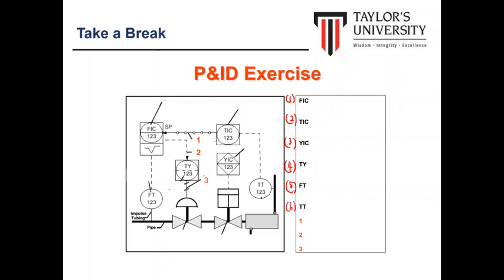What is number 1? Number 1 is the link line. Because we have two process measurements, this is the cascade, right? Cascade control. So the temperature and pressure are linked together to perform this cascade controller. And this is the electrical signal, and this is the pneumatic line.